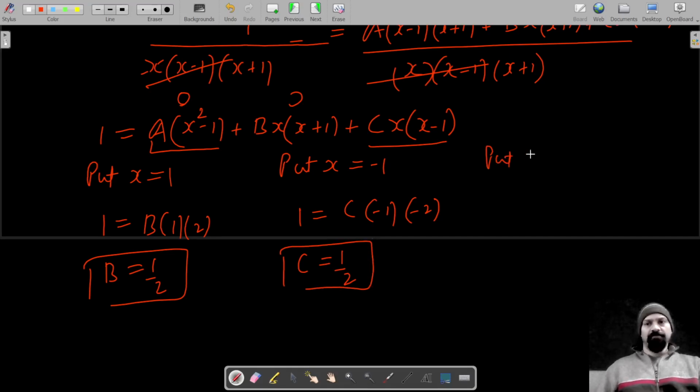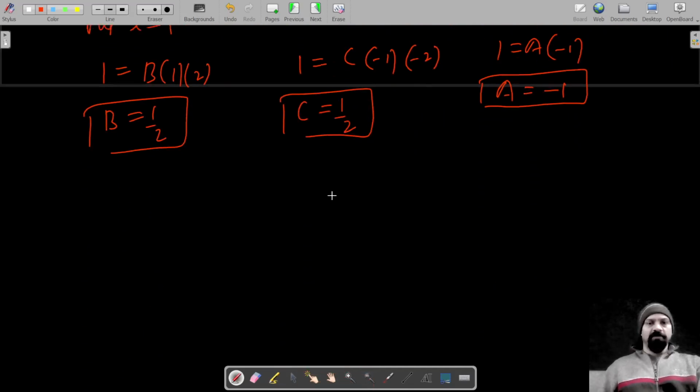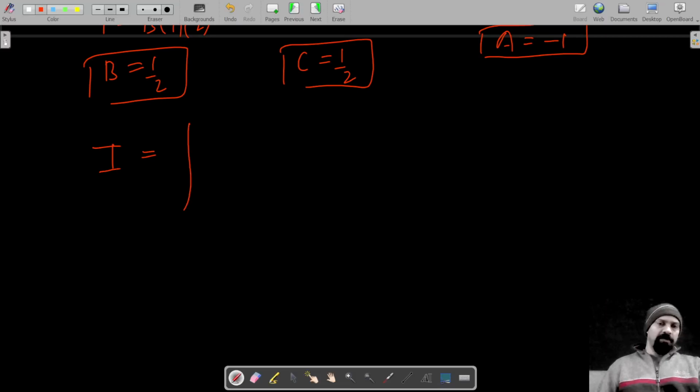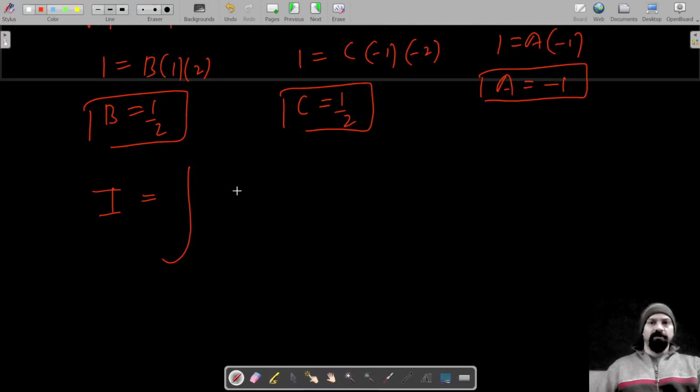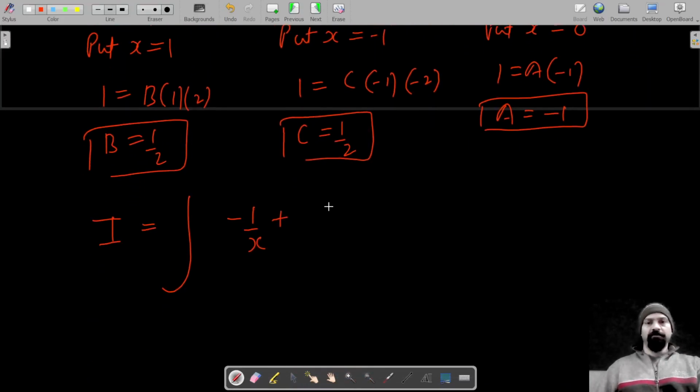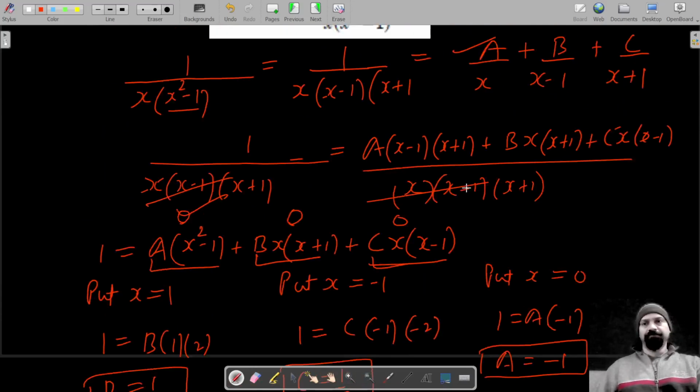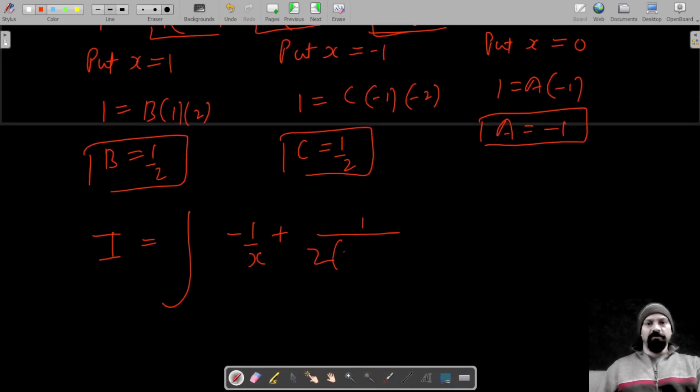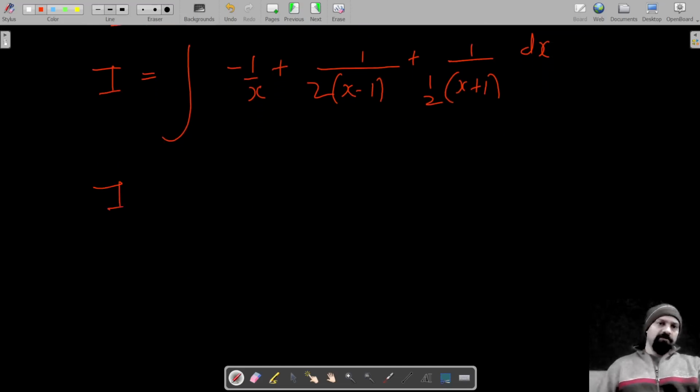Now if we put x is equal to 0, this is 0, this is 0. Now for this term, 1 is equal to a into 0 minus 1 is negative 1, so a is equal to negative 1. So that means our integration I can be written as integration of this. So this is negative 1 upon x plus half of x minus 1 plus c is also half, so this is half of x plus 1 into dx. Now it's easy to integrate.